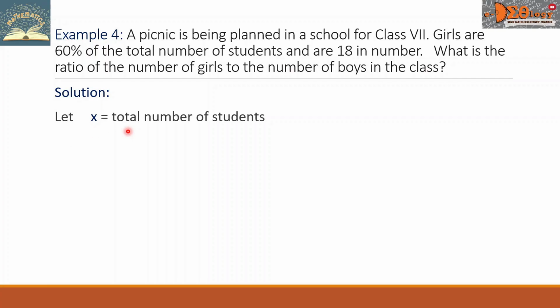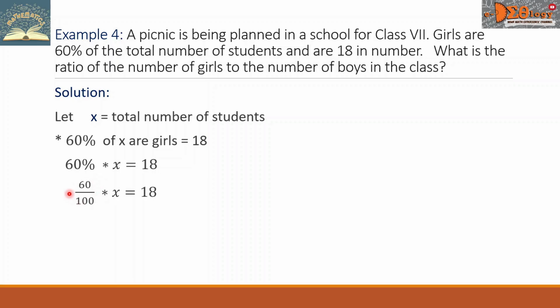We let X be the total number of students. The problem says 60% of the total, which is 60% of X, are girls. And the number is 18. To put this in an equation, we can write 60% times x equals 18. We can show this as a fraction. So we have 60 over 100 times x equals 18.